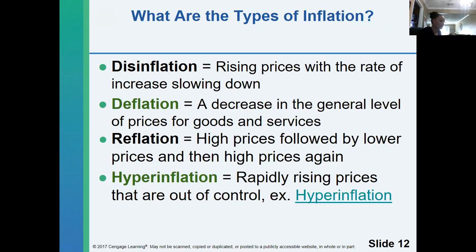Okay, so different types of inflation. Disinflation is rising prices with the rate of increase slowing down. So the prices are going up and they might go up more quickly at first, but then they start to go up at a slower rate. Deflation is a decrease in the general level of prices for goods and services. So the opposite of inflation. Prices are going down for deflation.